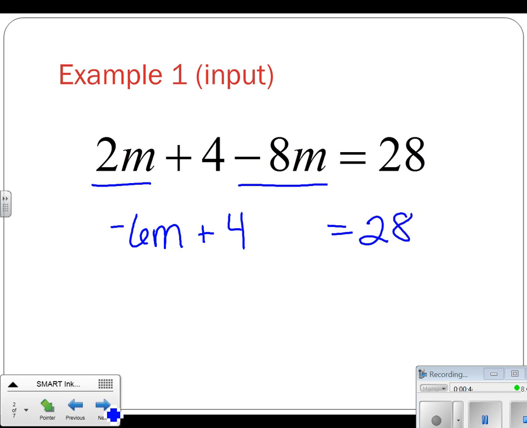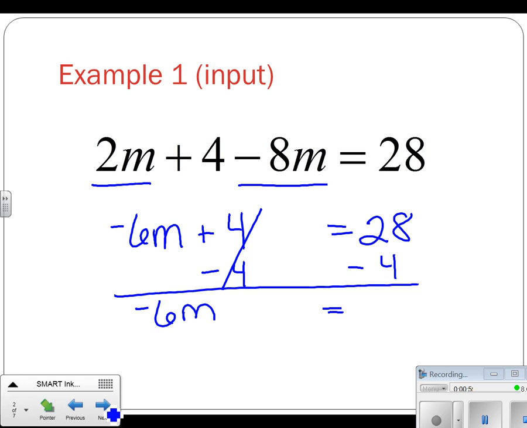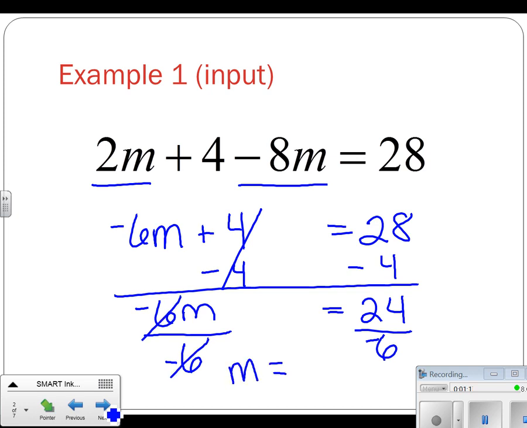And then it's a two-step. You're going to do addition or subtraction before multiplication or division. So undo addition of 4. You're going to subtract 4 from both sides. So that simplifies to 0. You're left with negative 6m is the same as 28 minus 4, which is 24. And then you have to undo the negative 6 times m. Opposite of multiplying by negative 6, divide by negative 6 to both sides. This simplifies to 1, so you have 1m, which equals 24 divided by negative 6, negative 4.